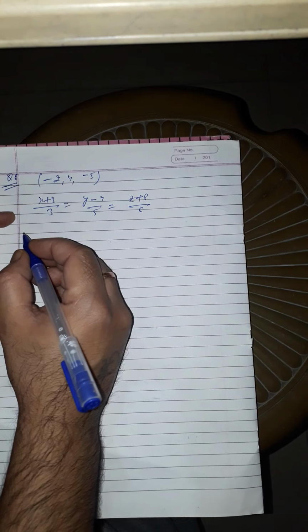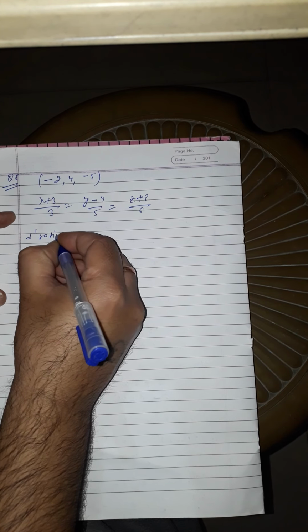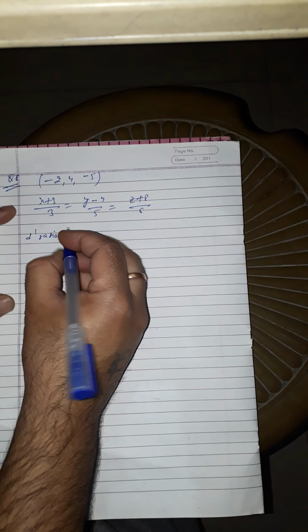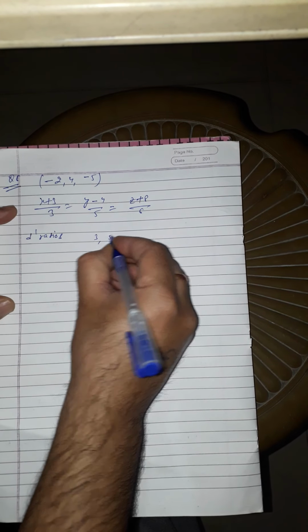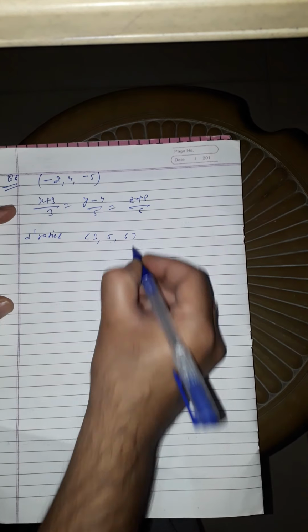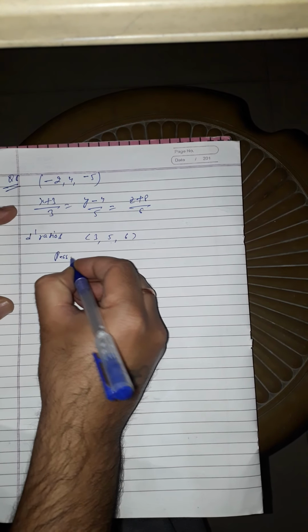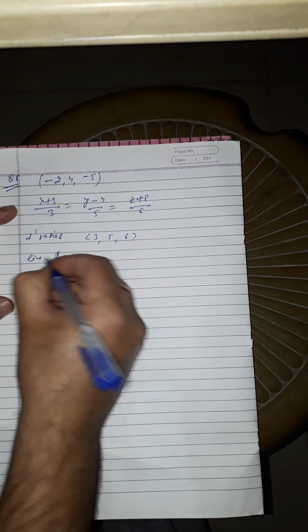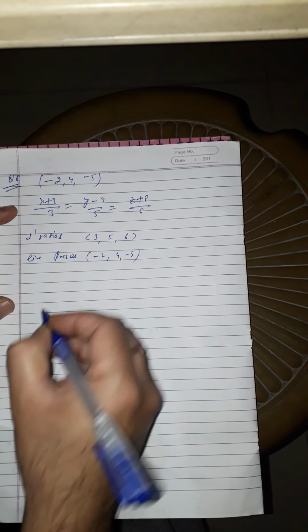First of all, we will find the direction ratios. So the direction ratios are 3, 5 and 6. Right students? And the line passes through the point that is given to you as (-2, 4, -5).